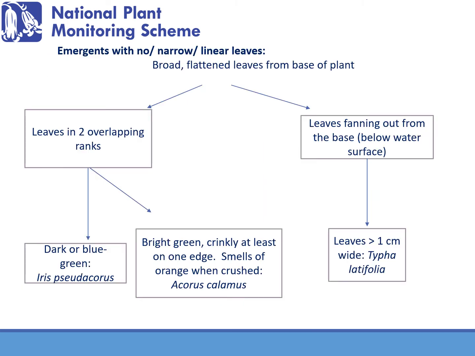Moving now to those plants which again are still emergent, still have narrow or linear leaves or no leaves, but this time we're thinking about the species where the leaves are quite broad and flattened and they all arise from the base of the plant. And we can look at how those leaves are arranged from the base of the plant, and they might be in two overlapping ranks, in which case it could be iris or acorus that we're looking at, or they might all fan out from the base below the water surface, in which case we're probably looking at a species of typha or bulrush.